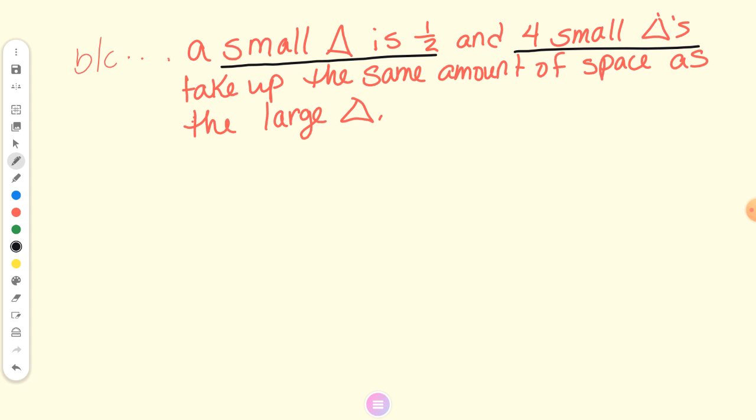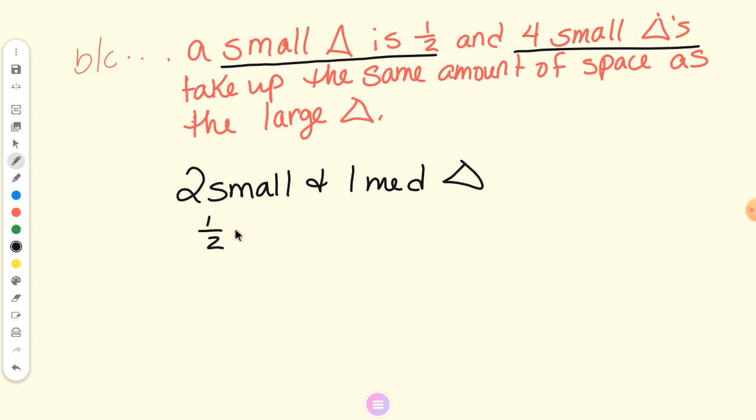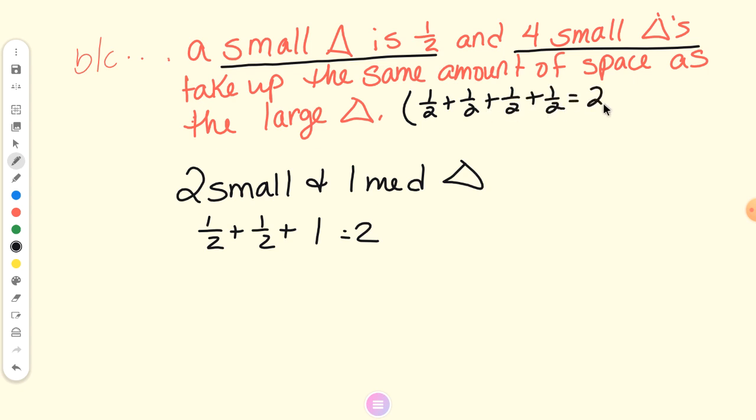Jalen? Two small and one medium triangle take up the same amount of space. Our math would have been a little bit different. This one would be 1/2 plus 1/2 plus 1 equals 2. I didn't put our math up here. Our math up here would have been 1/2 plus 1/2 plus 1/2 plus 1/2 equals 2.